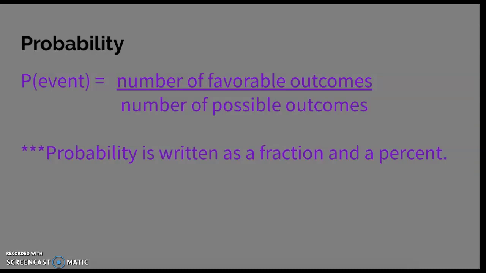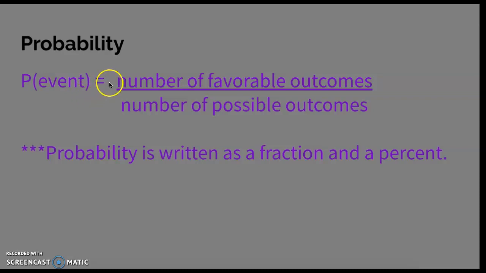And we record probability this way. So first, I'm going to talk about this notation. This is read as probability of the event, and we are going to substitute that word event for whatever we want to occur in our experiment. So if our experiment is flipping a coin and we want to know what the probability of flipping tails is, then we would write P parentheses tails, and we would read that as probability of tails.